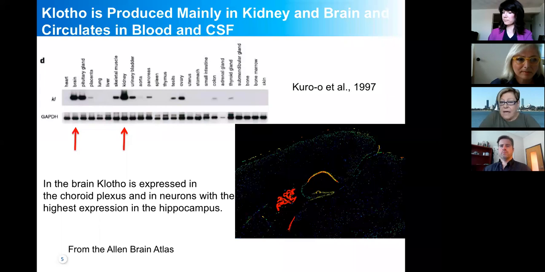So in his first paper, he showed by RNA gels that Klotho is mostly expressed in kidney and in the brain. And this is from the Allen Brain Atlas. You can see in the brain of the mouse, Klotho is very strongly expressed in the choroid plexus, but also in hippocampal neurons, which is very important for us.